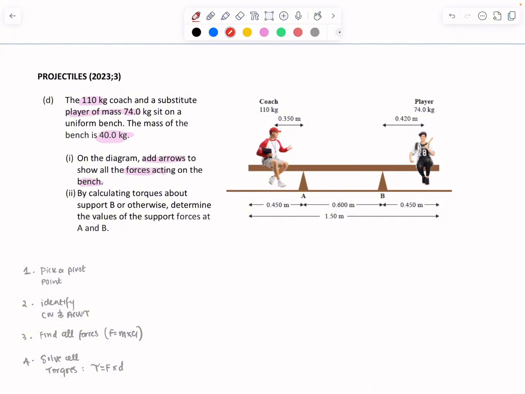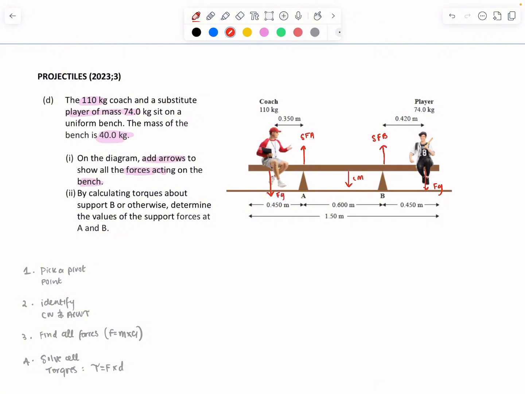Starting off with the coach, he has a downwards force due to gravity. We've also got the force of the player downwards due to gravity. What else do we have? We've got the mass of this bench, and because it's uniform, we know that the center of its mass is going to be the center of its length, which is over here. Center of mass. We've got an upwards force provided by the support force A, which I'll label SFA. We've got another upwards force over here provided by support force B.